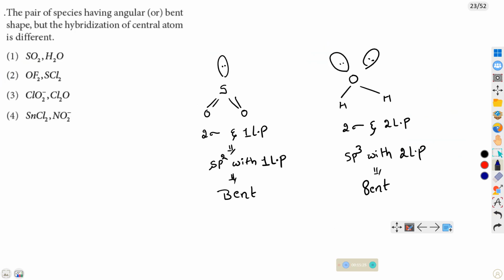The pair of species having angular or bent shape, but the hybridization of central atoms is different. SO2 and H2O. SO2 hybridization is sp2, sp2 with one lone pair, geometry is bent. H2O hybridization is sp3, sp3 with two lone pairs, geometry is also bent.